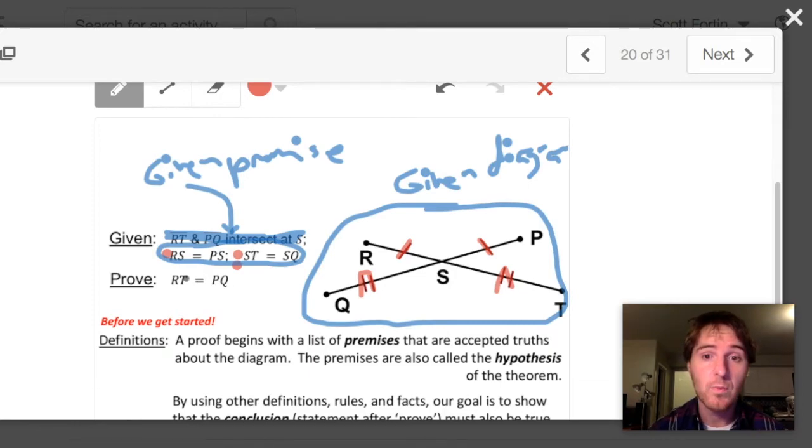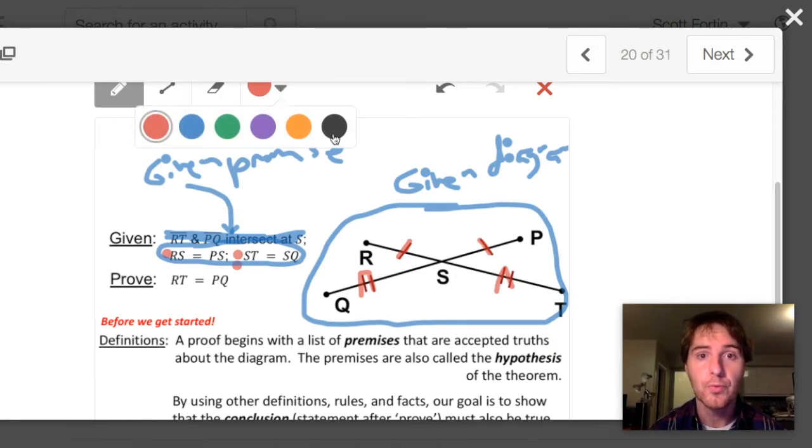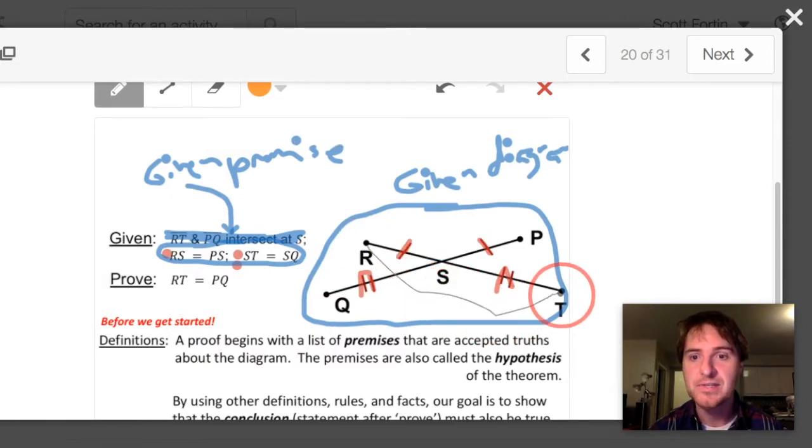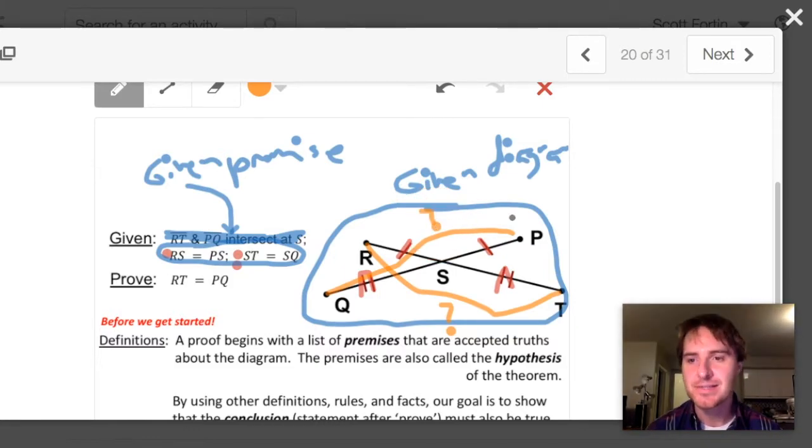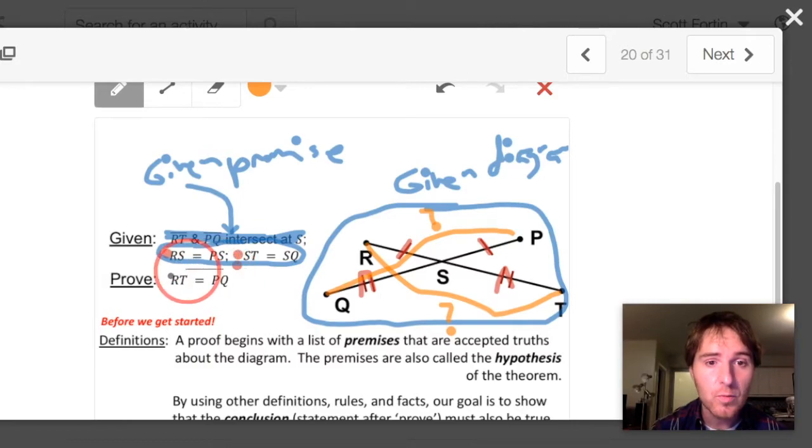The goal here is we want to prove that RT, this whole length here, is going to be the same length as this whole thing here, PQ, right? PQ right here. And you might look at it and be like, well, obviously, but how could you justify it? What are the rules, definitions, and maybe previously proven facts that can help prove this, which is this fact that RT equals PQ? And that's what we're going to do right now.